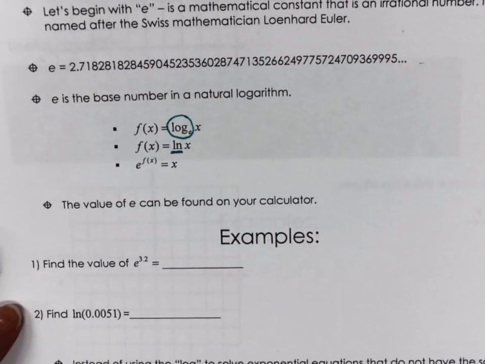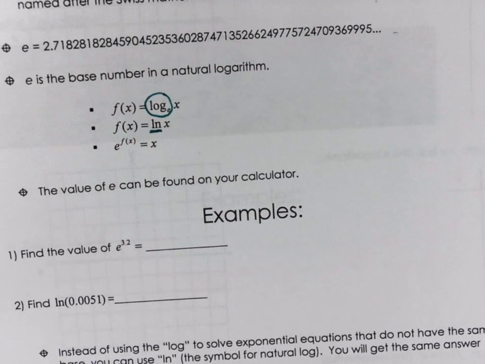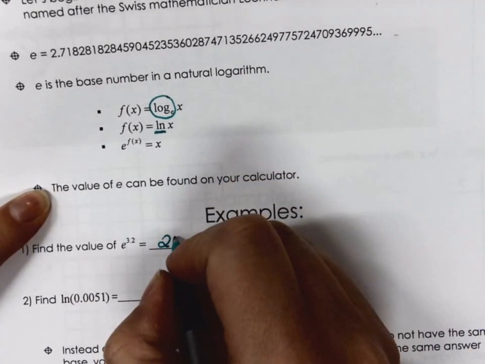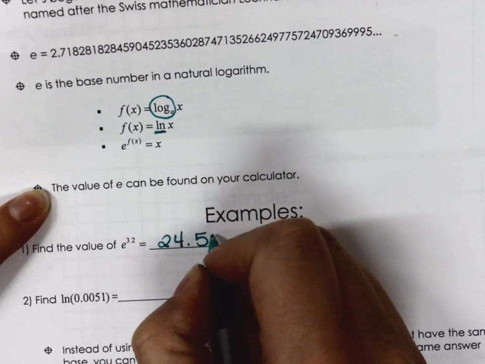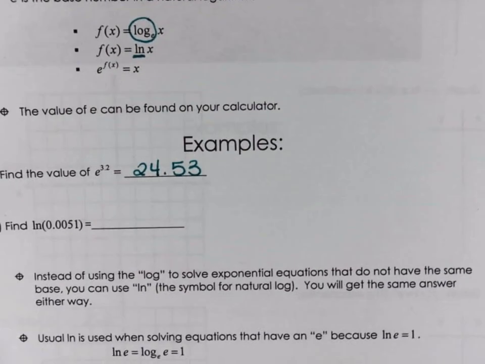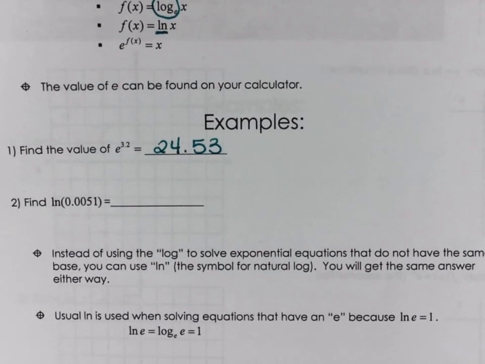All right, so what I'd like you guys to do is, using your e to the exponent button, try to find that value. What did you get? e to the 3.2? Yep. 24.532532. Let's just go two decimal places. 24.53. Did everybody get 24.53? I got 12,000. What? 162,750. Steve is correct. So did you use your e to the exponent button? Okay, it's okay.